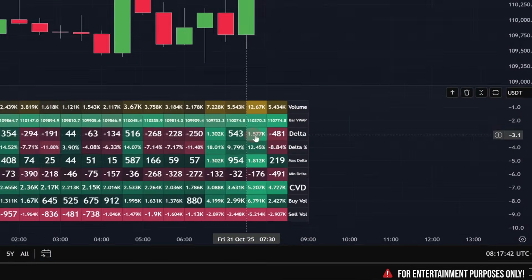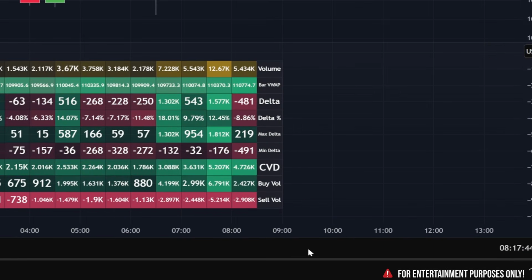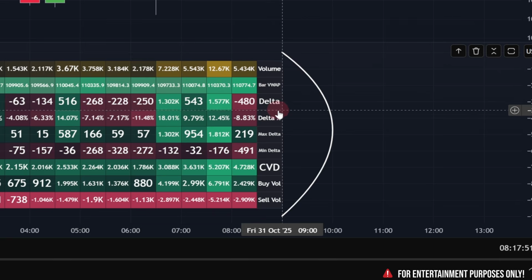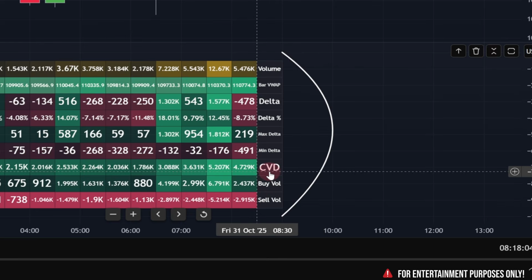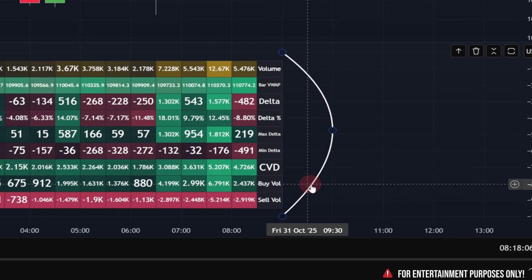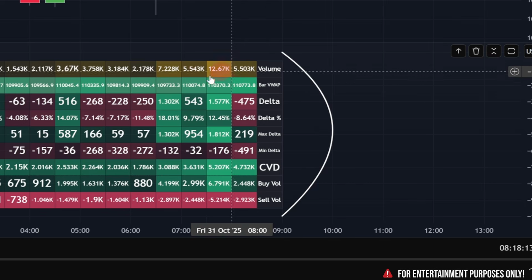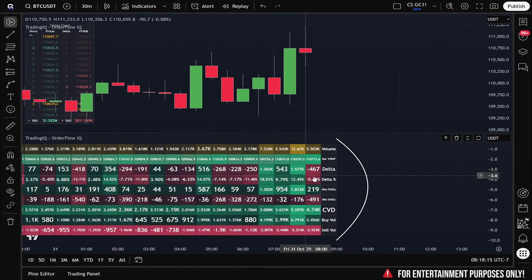Now, the Orderflow IQ bar statistics panel shows me intra-bar volume, VWAP, volume delta, the delta percentage ratio, max delta, and even minimum delta for the entire bar, as well as CVD, total buy volume, and total selling volume, all based on tick data, as granular as it can get on TradingView. And this means all of the information in the panel is as numerically accurate as you'll find on almost any other charting platform.